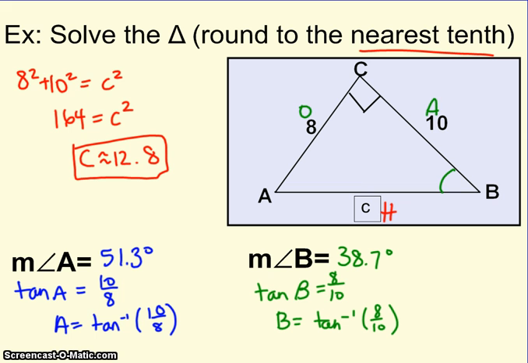So when I add 51.3, 38.7, and 90, I better get 180. And I do. And since I do, I know that I have correctly solved the angle measures.